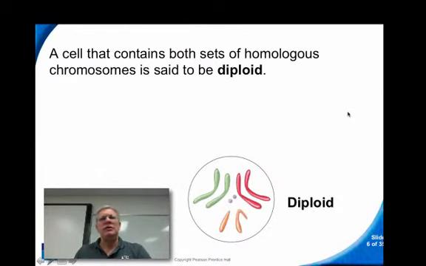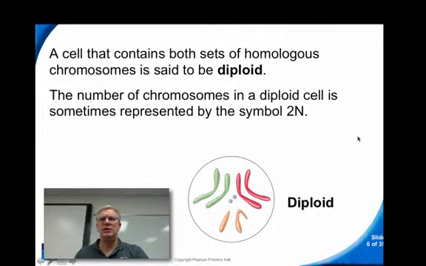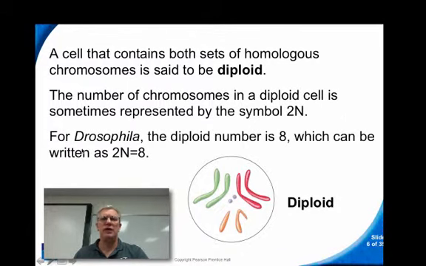Now, if a cell contains homologous pairs of chromosomes, we call that cell a diploid cell. A diploid cell, meaning it has homologous pairs, basically. And we represent the diploid number in a cell by using the symbol 2n. So in fruit flies, the diploid number is 8, which can be written as 2n equals 8. 2n means the diploid number. And you'll see what the n means in just a second. 2n equals 8, or the diploid number equals 8.